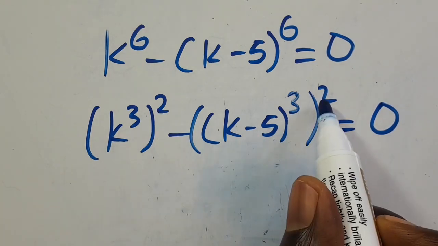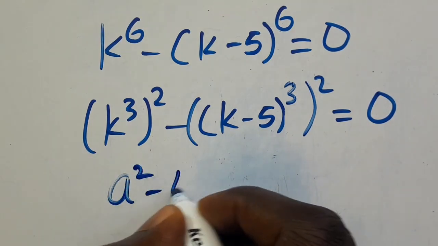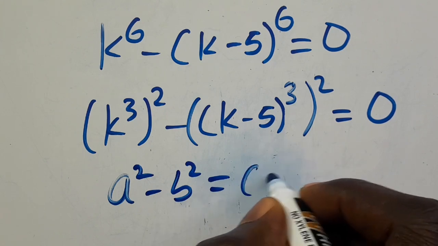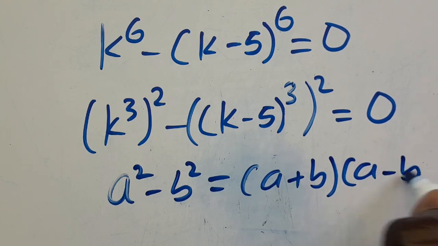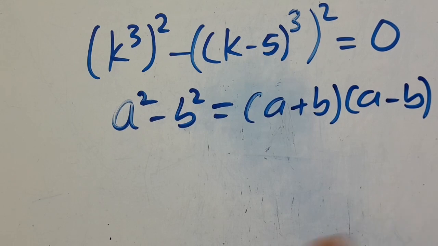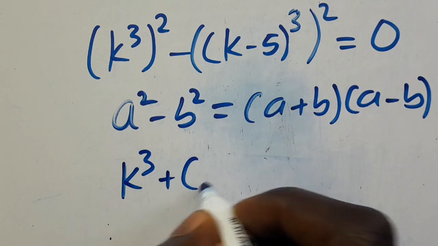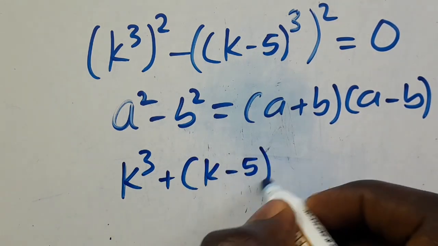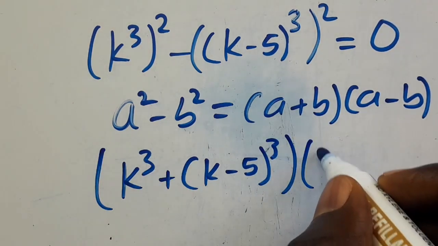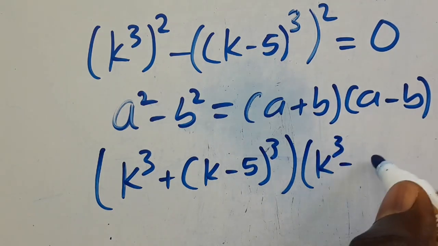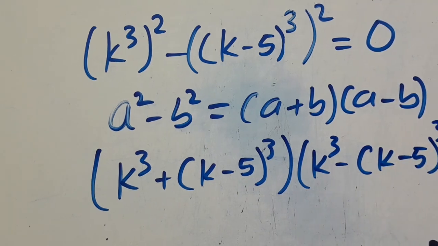This one has power 2, this one has power 2. This is a difference of two squares. That says when you have a to the power of 2 minus b to the power of 2, it equals (a plus b) multiplied by (a minus b). So simply applying it here, we are going to have (k to the power of 3 plus (k minus 5) to the power of 3), then again multiplied by (k to the power of 3 minus (k minus 5) to the power of 3). Then we close it.